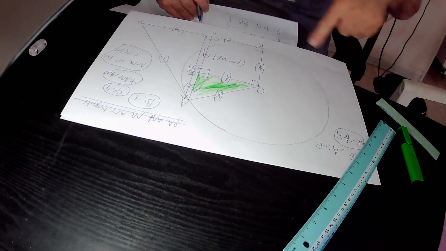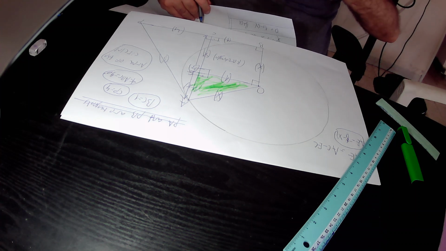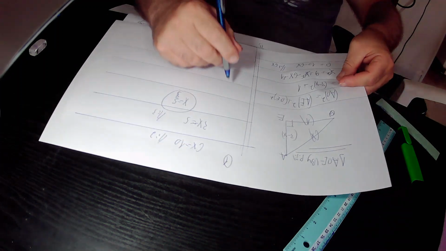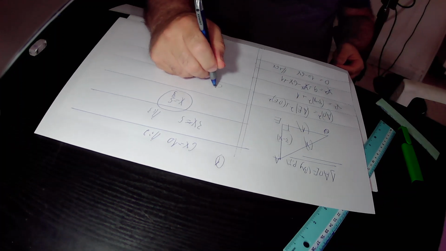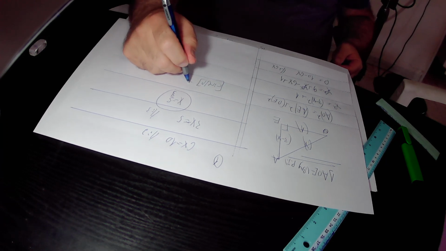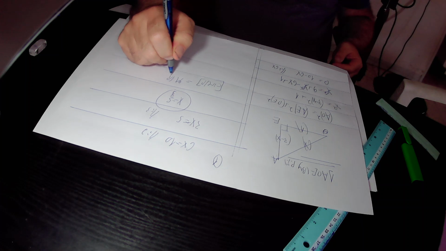Our mission is to find out the area of this circle. What is the area of this circle? Actually, the area of any circle equals pi times the radius of the circle squared.